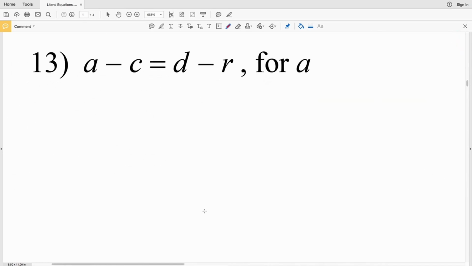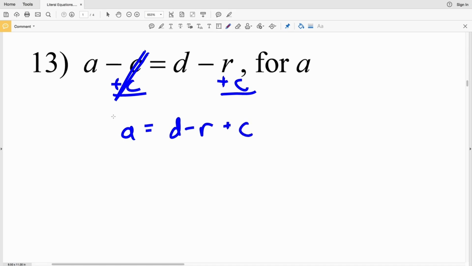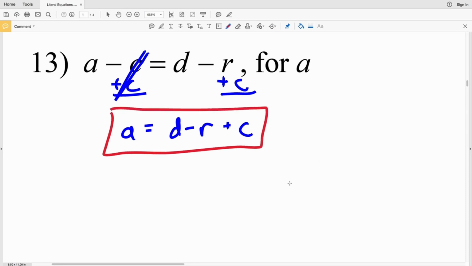In number 13, again, we're solving for the variable a. This can be done simply by adding c to both sides. When we do that, negative c plus a positive c is 0, so a plus 0 is a, and that's going to be equal to d minus r plus c. And the order in which you add doesn't matter either, so you could say c plus d minus r, you could say negative r plus c plus d, or you could say d plus c minus r. Any of those ways is correct.